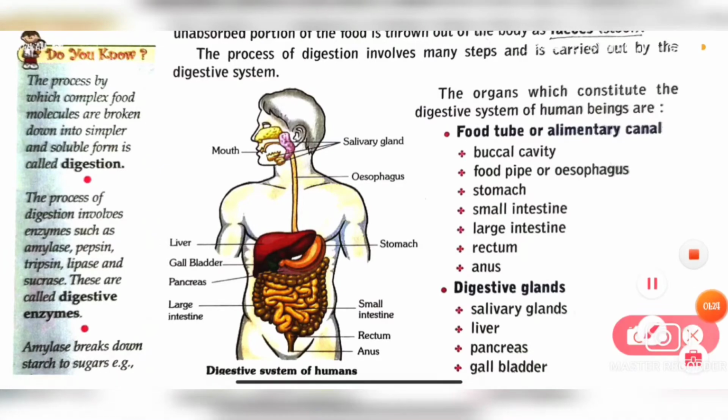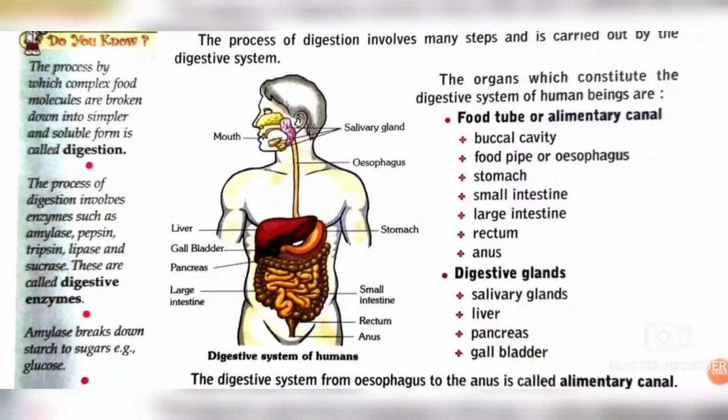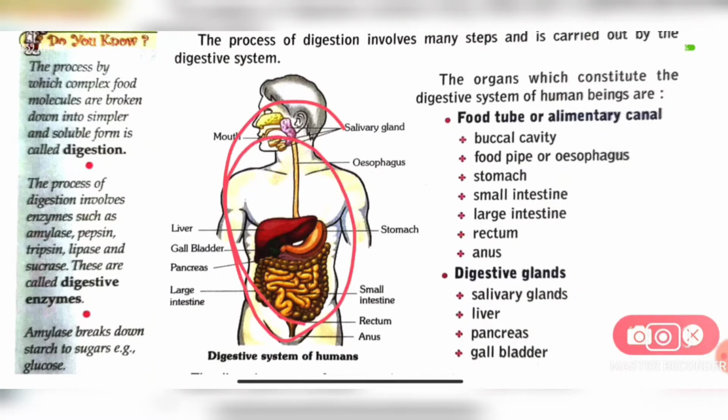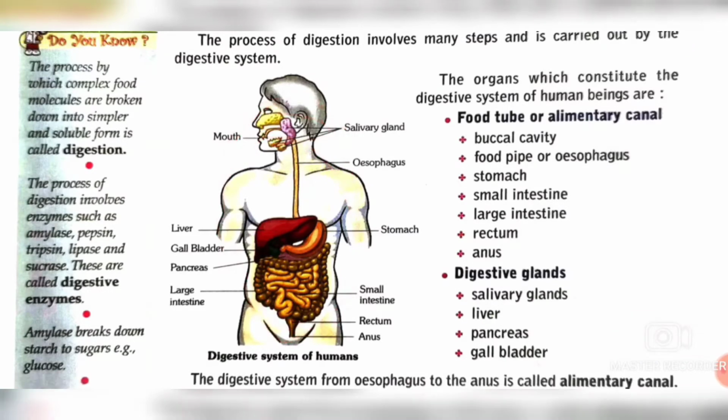Now let's look at which organs are involved in this digestive system. The organs are of two parts. দুটো পার্টে আমরা এখানে দেখব. First part is the food tube or alimentary canal. এই পুরো অংশটাকে বলা হচ্ছে. তো এর মধ্যে কোন কোন পার্টগুলো পড়ছে? Which organs are involved in this part?